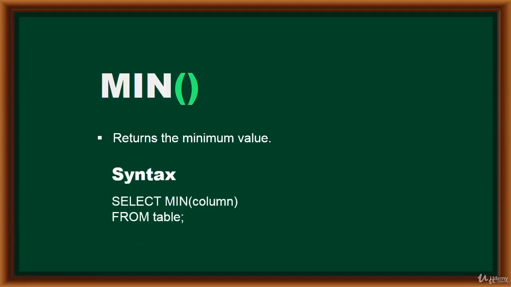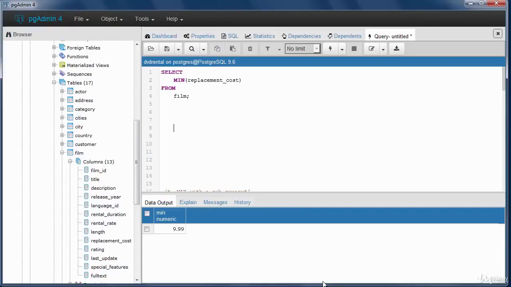Let's take a look at the syntax for writing a min function. Inside the select statement, you add the function, which is min, and then in the parentheses you specify the column you are applying the function to, and then you indicate the database table. So let's take a look at some examples.